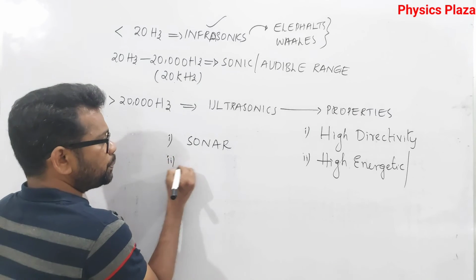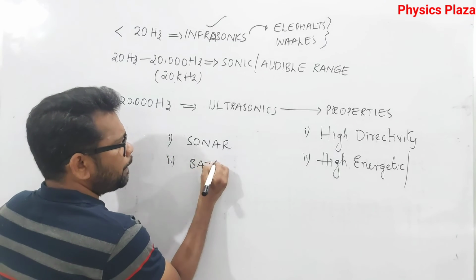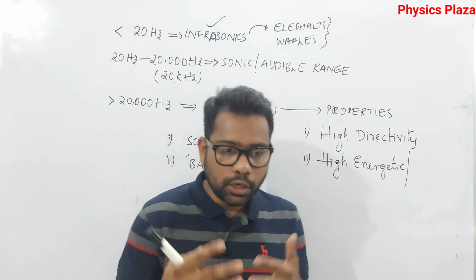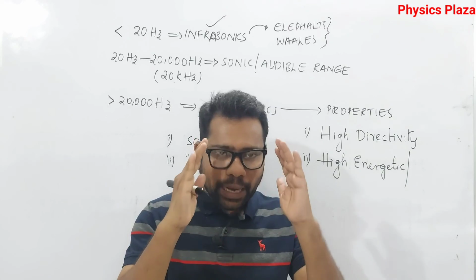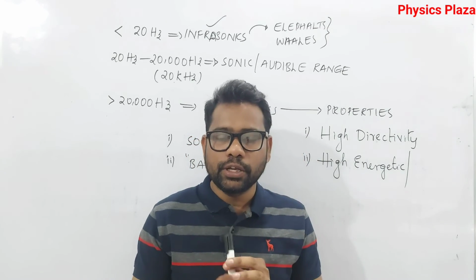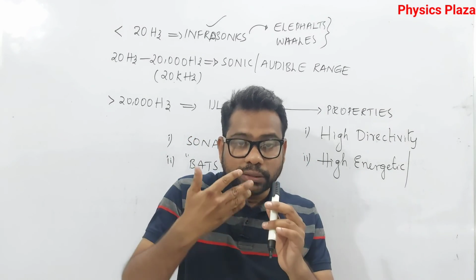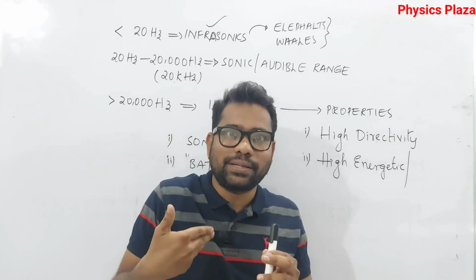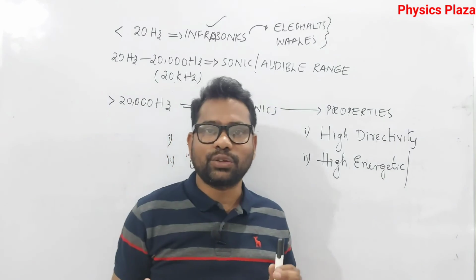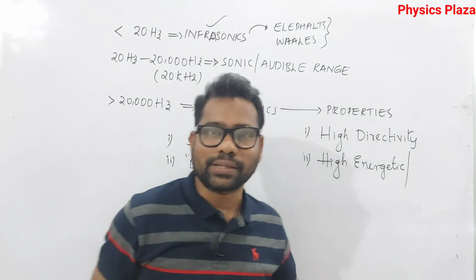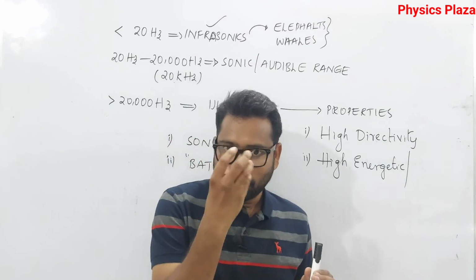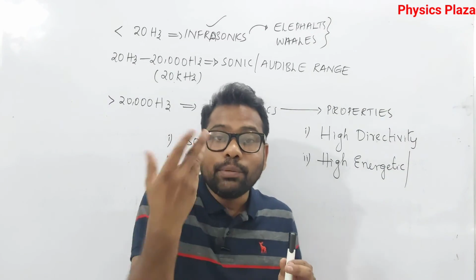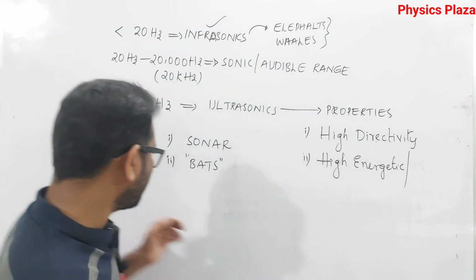And the second thing, bats, very important. Bats produce ultrasonics to move from one point to another, so that they can identify the obstacles in between. These ultrasonic sounds get reflected back, and that can be heard by the bats. Actually, bats are the real genius, I can say that. Though they don't have eyes to see, just by producing ultrasonics they move here and there.